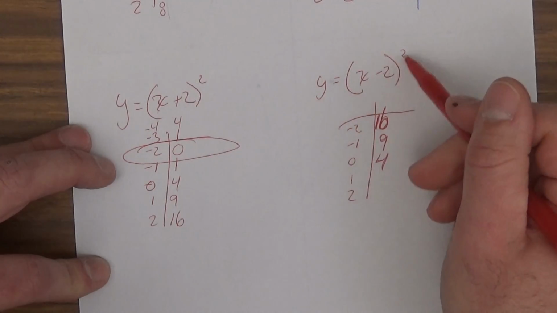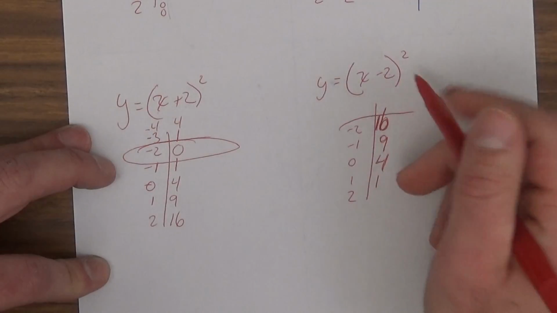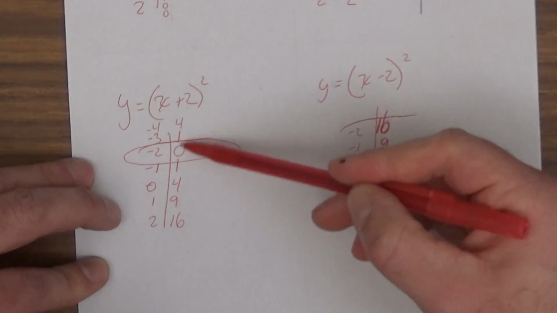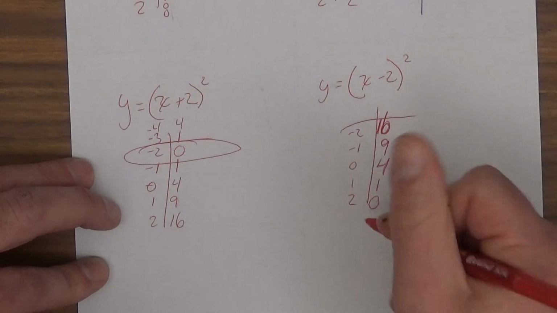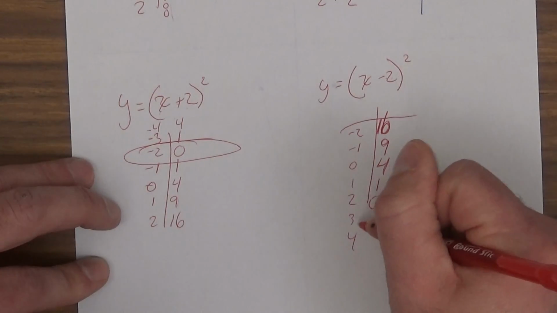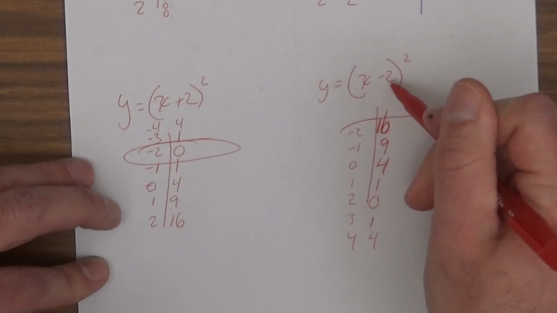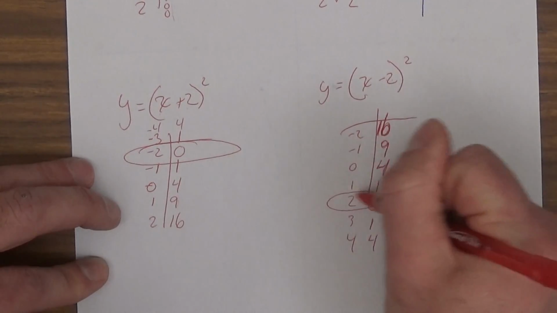1 minus 2 is negative 1 squared, which is 1. 2 minus 2 is 0. Still going down. It's actually the opposite of this one, right? So, 3 and 4. I bet you 3 is going to be a 1 and 4 is going to be a 4. 4 minus 2, 2. Perfect. There's my vertex.